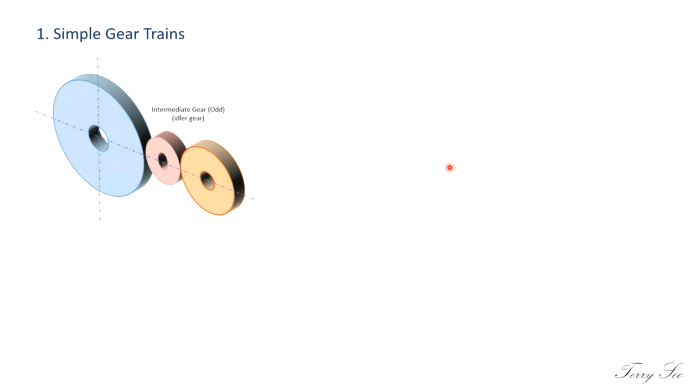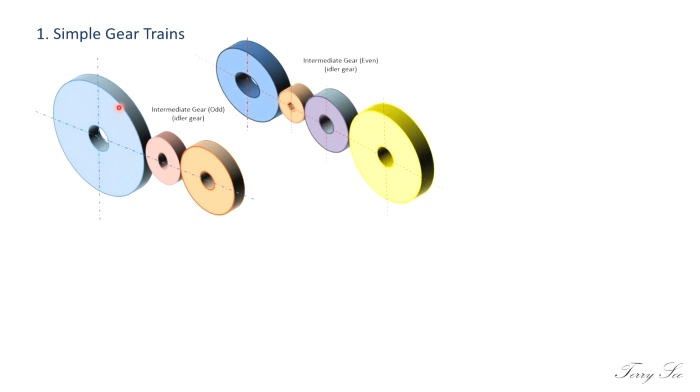Now, simple gear train. You can see I have two diagrams. The first one, you can see this blue gear and this orange gear. You can call any of these the driver.